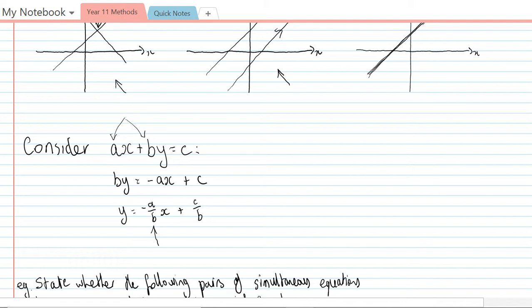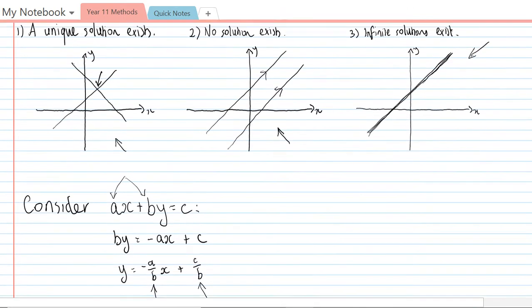Okay, the gradient is determined by the coefficients of the x and y term. So if we have two equations and they have the same ratio between these values, then they're going to be parallel lines. And likewise, the y-intercept just here is given by the ratio between the c value, so the number on the right-hand side of the equation, and the coefficient of y. Okay, and that will always be the case.